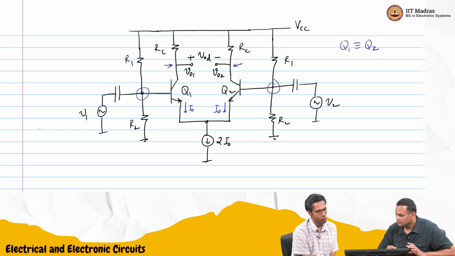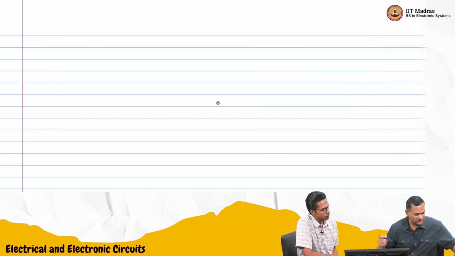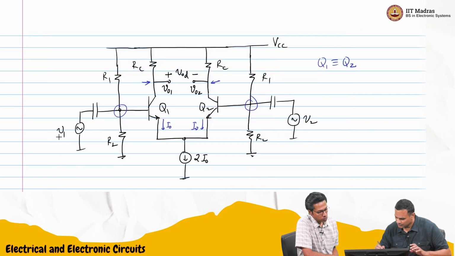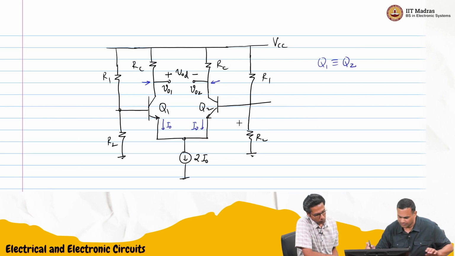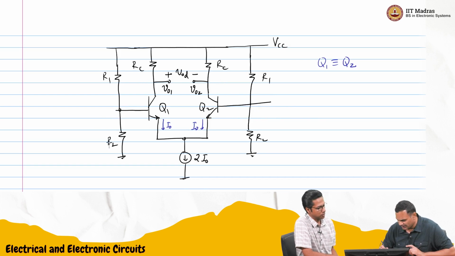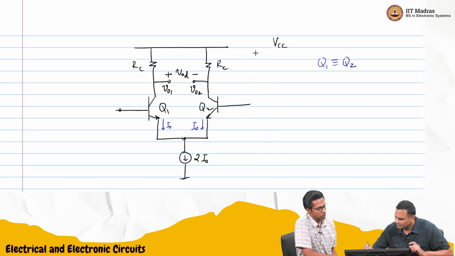So what I will do, I will take this. I'll go to the next page because I want to modify this slightly. So I'm going to remove these capacitors and put DC voltage. Then even R1, R2 may not be required. R1, R2 is not required. So I'll remove this also.